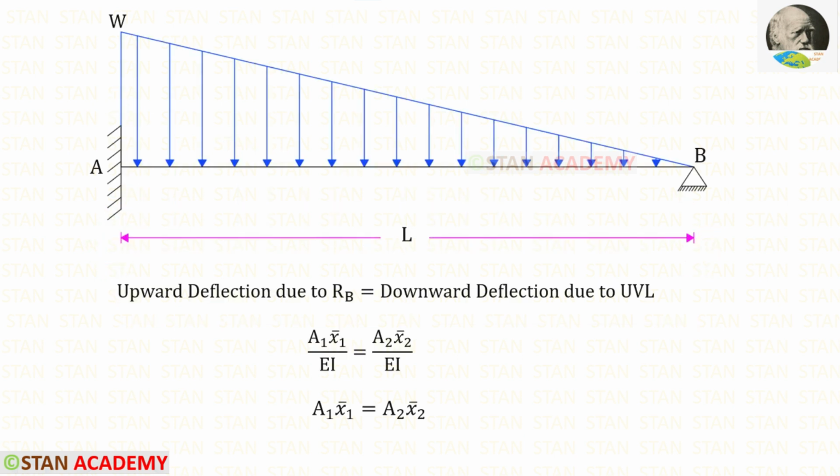In this beam, the upward deflection due to the vertical reaction RB will be equal to the downward deflection due to the UVL. So area 1 x1 bar upon EI is equal to area 2 x bar 2 upon EI. We know that in this beam EI is constant, so we can eliminate EI so that we will get this.